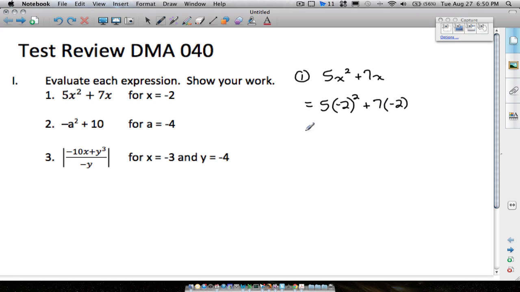And now to evaluate this, doing order of operations, we don't want to multiply the 5 times -2 first. We actually want to square the -2, so that becomes 4, because -2 times -2 is +4. And this here, 7 times -2, that gives you -14, so I'm going to say subtract 14. 5 times 4 is 20, minus 14, your final answer is going to be 6.